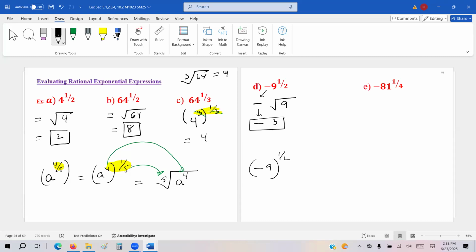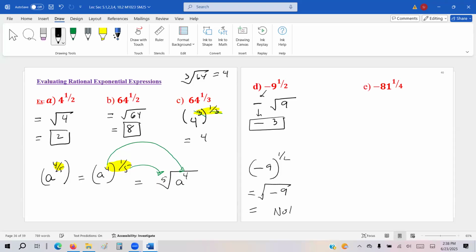What would be the answer for this one? -9, everything in the parentheses to the 1/2 power. So if you rewrite this, you have to rewrite as square root of -9. What is 3 times 3? But what do you have inside the radical? Okay, so can it be +3? You may think it's -3, right? What is -3 times -3? +9. But what do you have? -9. So is it possible to get an answer here as a real number?